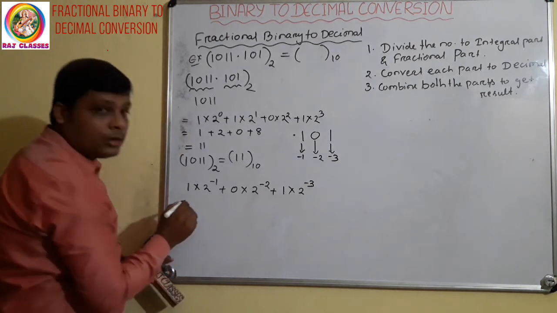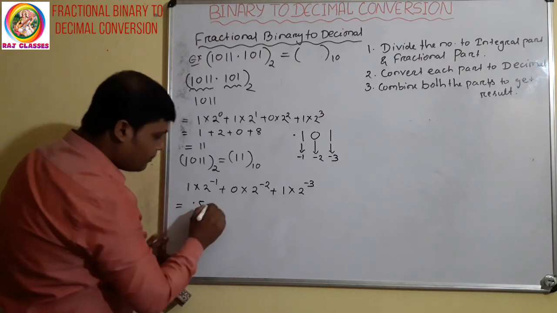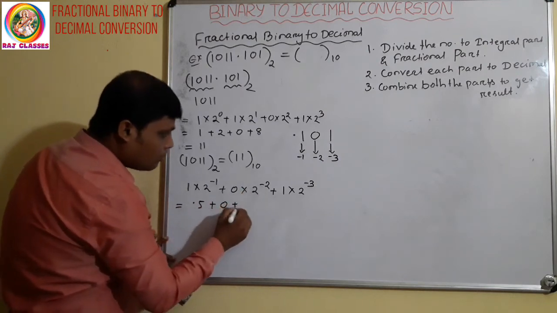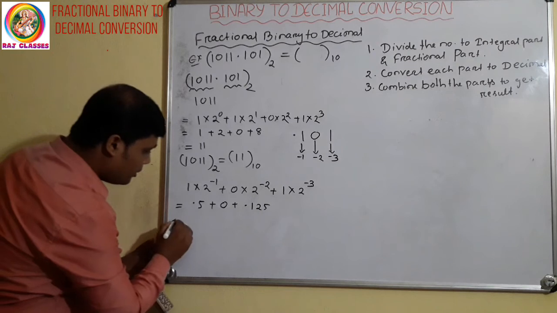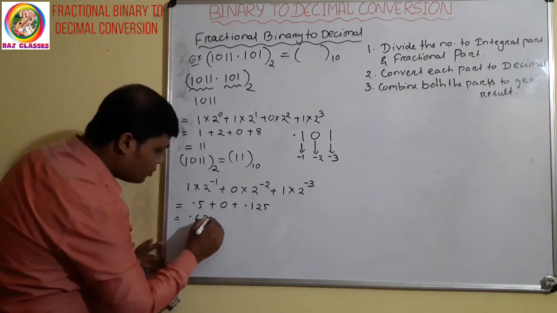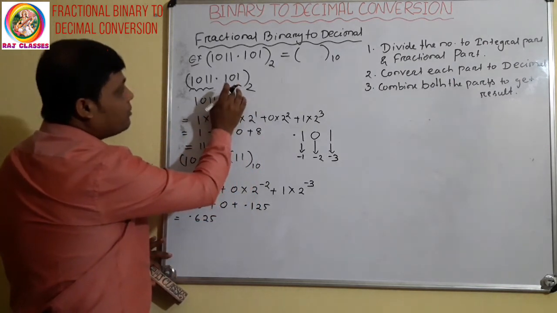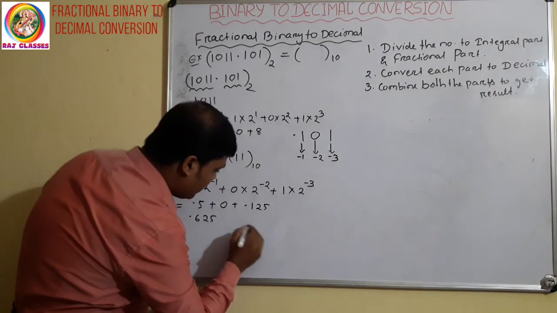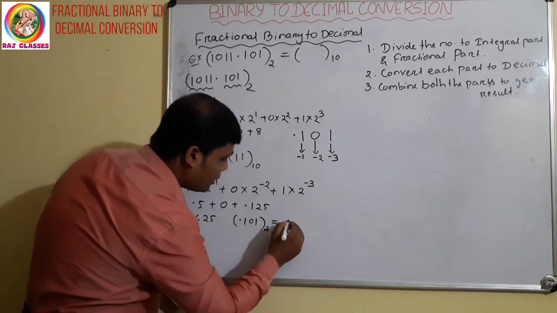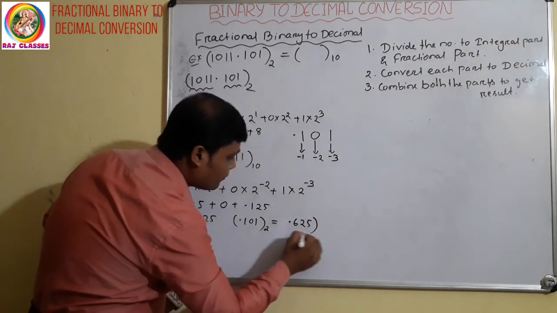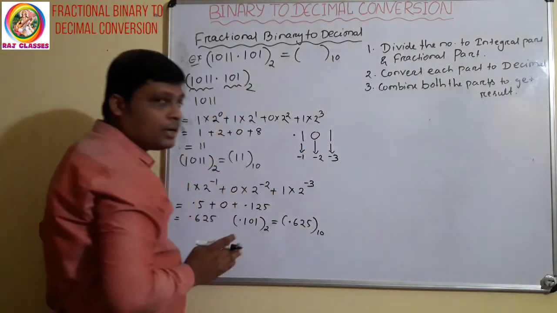Clear? This will be equal to 1 by 2, nothing but 0.5. Plus 0 into something is 0, plus 1 by 8, which is 0.125. This will be equal to 0.625. Got it? So the decimal value for 0.101 will be 0.625 base 10.